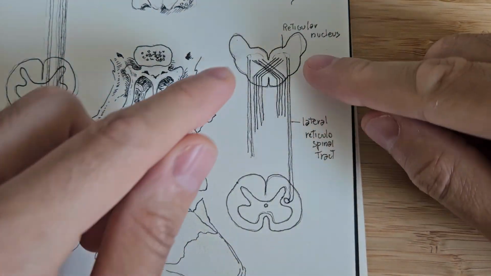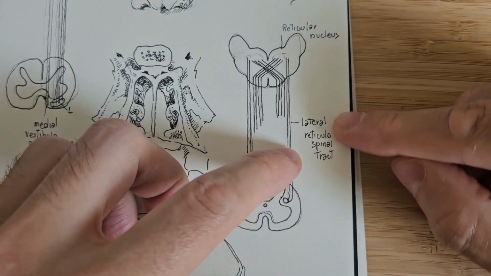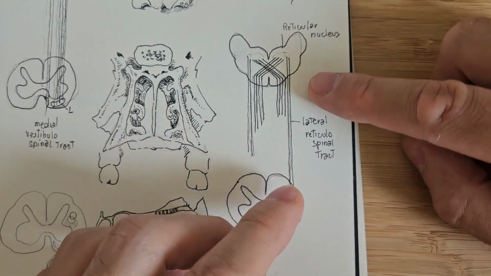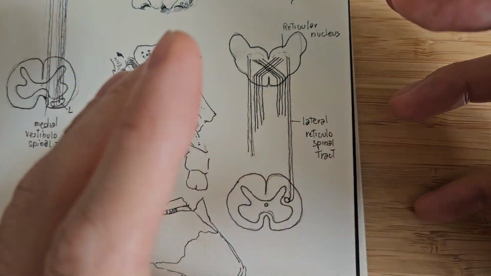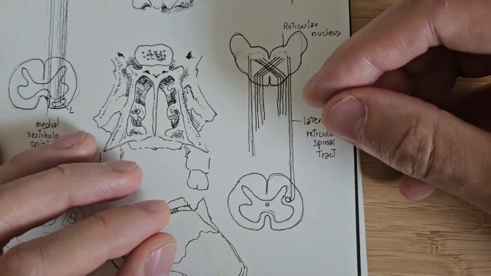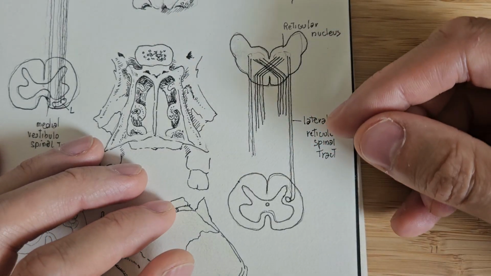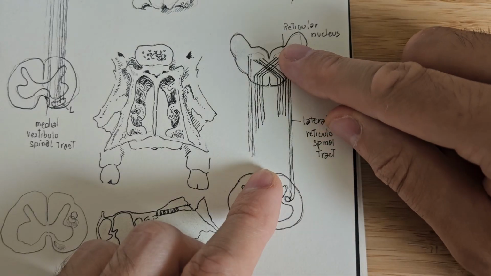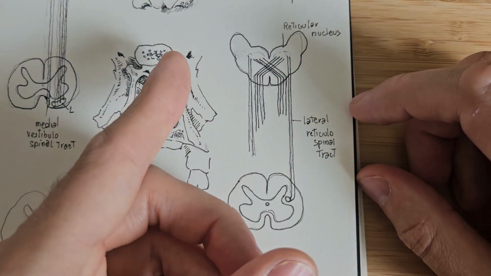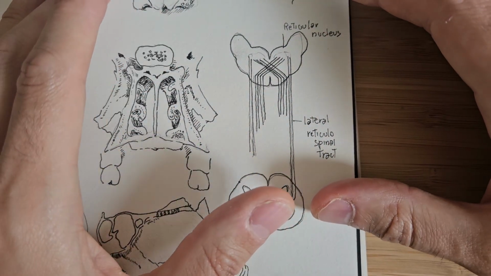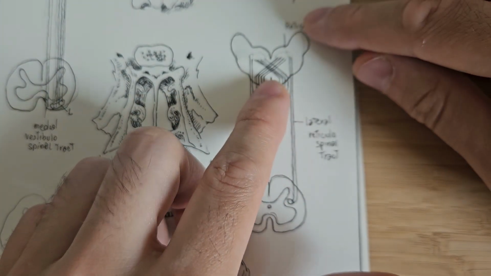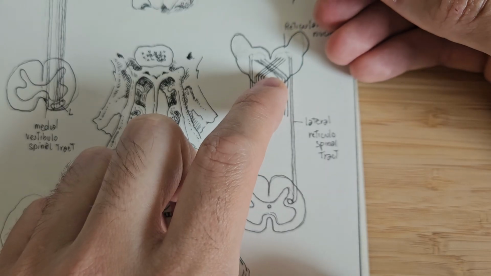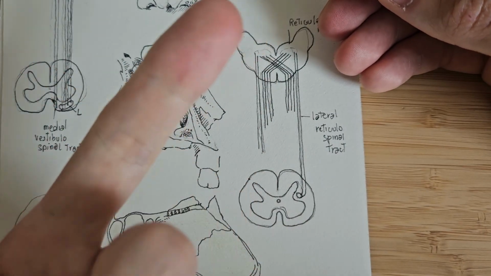Now the lateral reticulospinal tract originates from the reticular nucleus of the reticular formation in the medulla oblongata, and its fibers are predominantly crossed and descend through the lateral funiculus of the spinal cord. The reticular formation is a network of interconnected neurons located in the brainstem, and it is important especially in modulating arousal, attention, and motor control.